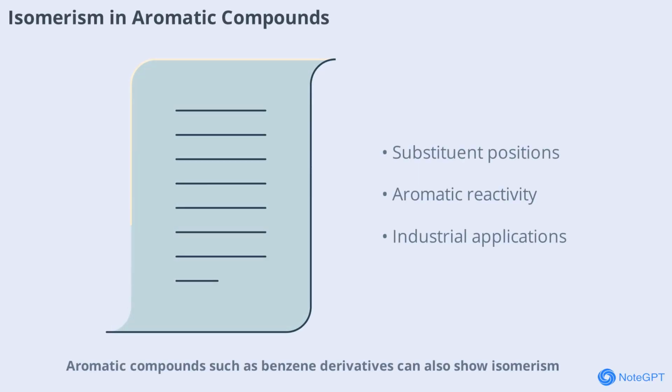Aromatic compounds, such as benzene derivatives, can also show isomerism. For example, ortho, meta, and para isomers refer to the positions of substituents on the benzene ring. These positional isomers have different chemical reactivities and physical properties, which are important in the synthesis of dyes, pharmaceuticals, and polymers. Understanding isomerism in aromatic compounds is essential for designing functional molecules in various industries.